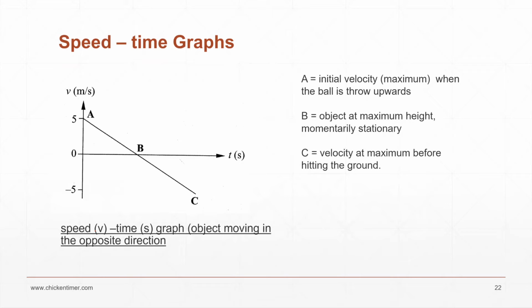Then this is for cases where someone throws a ball up and then the ball falls down. So A is here, B is here, and C is at this point where it hits the ground. This is a standard graph for this kind of question.